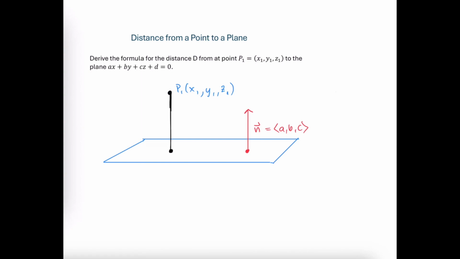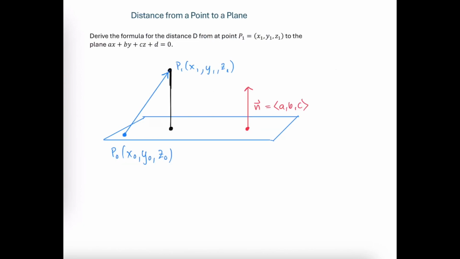So let's consider another arbitrary point in the plane somewhere. We'll call this some initial point in the plane, P naught, equal to x naught, y naught, z naught. And let's think about this as a vector that is going to initiate from P naught and terminate at P1. And let's let this vector be called vector b. Remember that we do need to put vector hats on top of everything that is a vector.